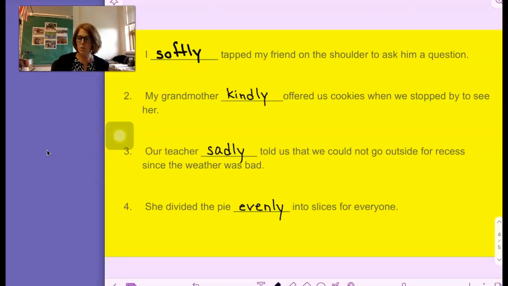So boys and girls, you are going to now turn to activity book page 2.4, and I'm going to have a video there showing the directions for what you need to do on activity book 2.4.